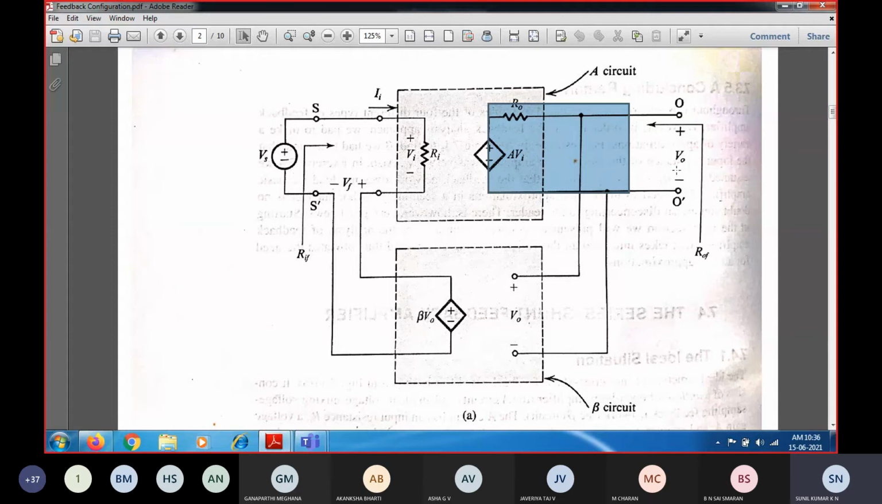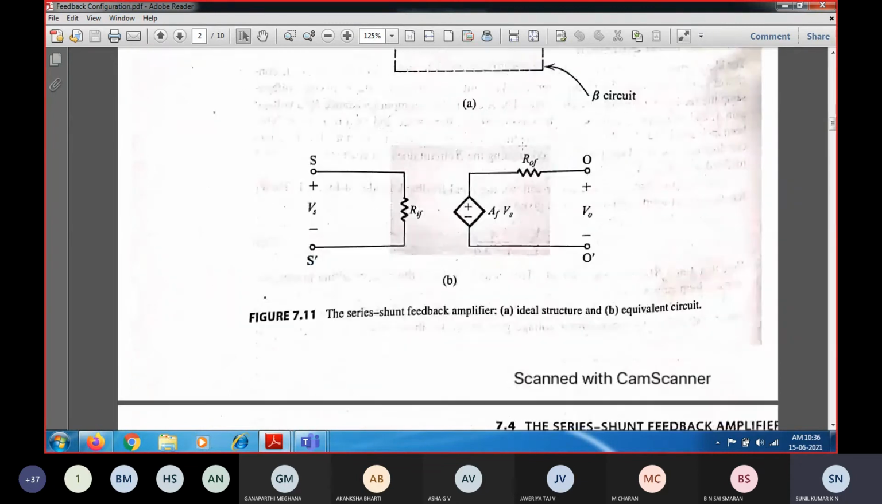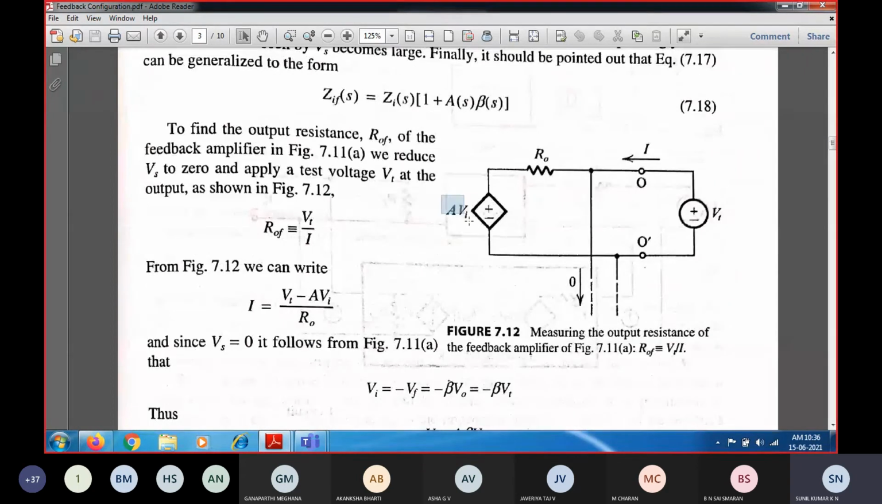In this figure I am going to apply the test circuit voltage, and R0 will be the output resistance you will have, and this will be the gain expression: A times Vi as the Vi, and R0 as the output resistance. Whether you people are understanding or not? I am going to apply the test circuit voltage.